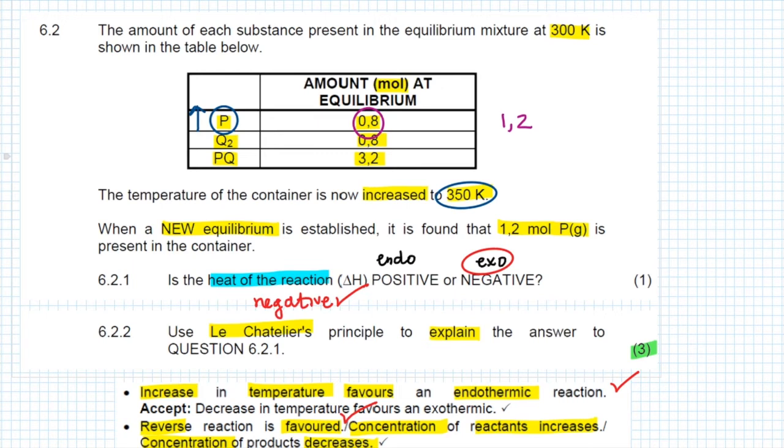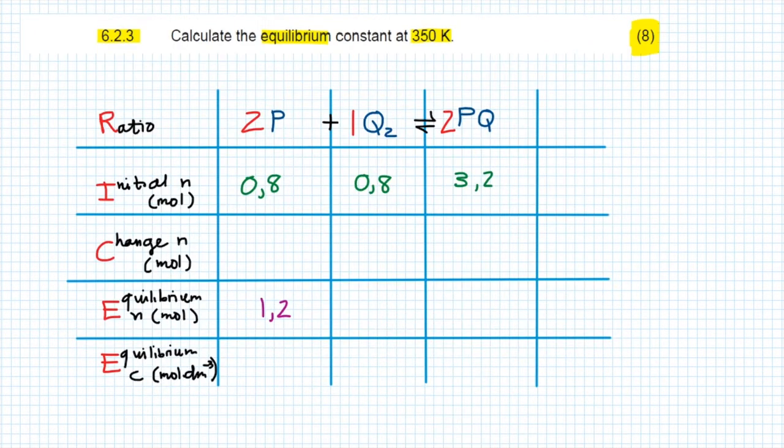We know that all of these are the initial number of moles of each of the reactants and the product, and that this is the number of moles of P at equilibrium. So we're going to place these values into the RICE table. Our RICE table will look like this.